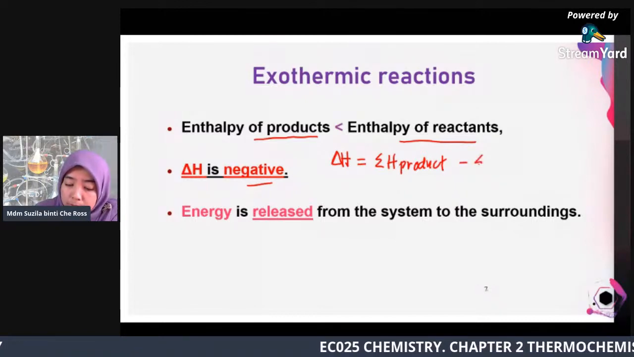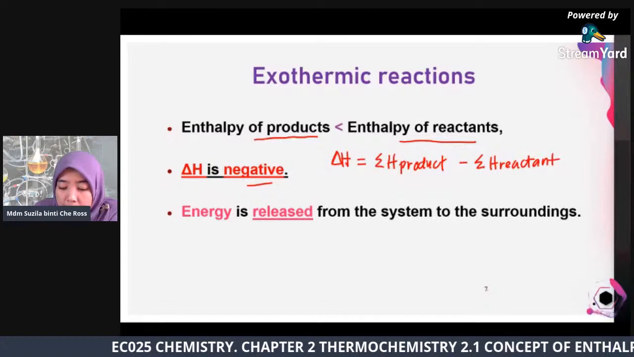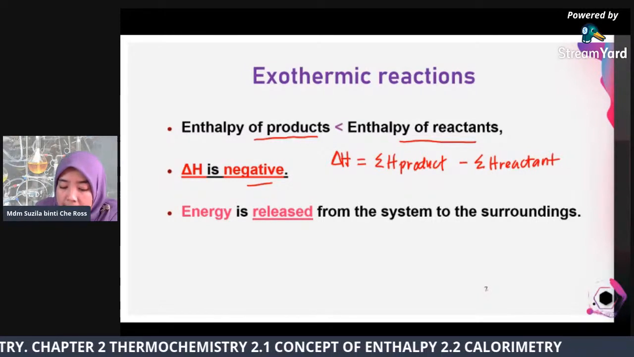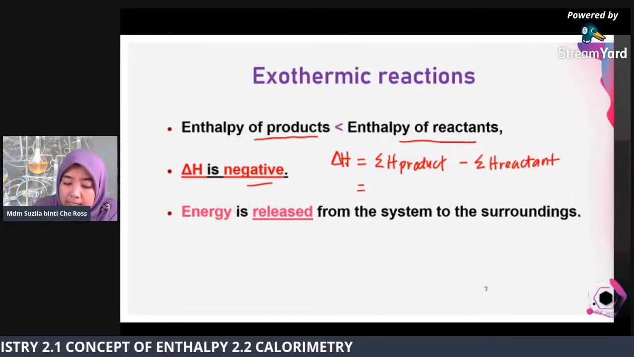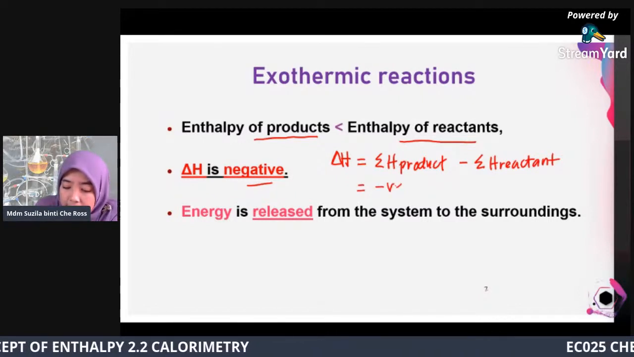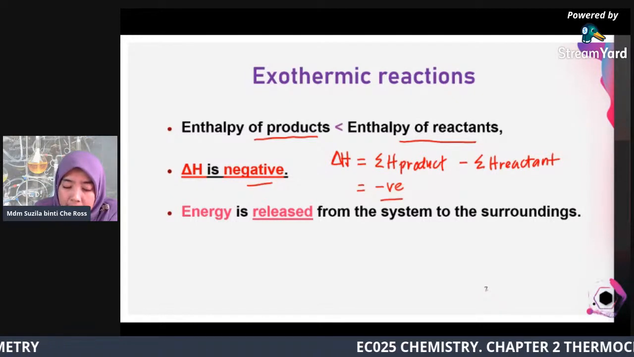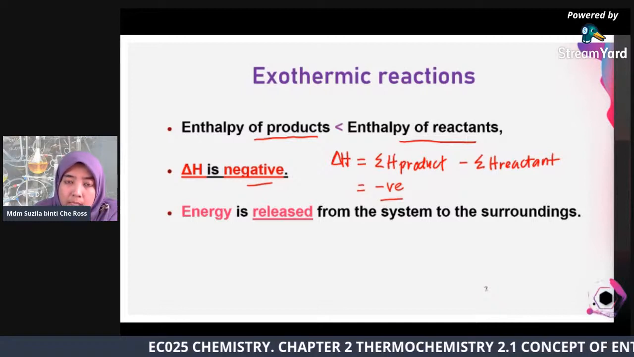So in this case, for exothermic, the enthalpy of the product is smaller than the enthalpy of the reactant. That's why we get a negative delta H value. Delta H is negative since the enthalpy of the product is smaller than the reactant. So in this case, energy is released from the system to the surrounding.